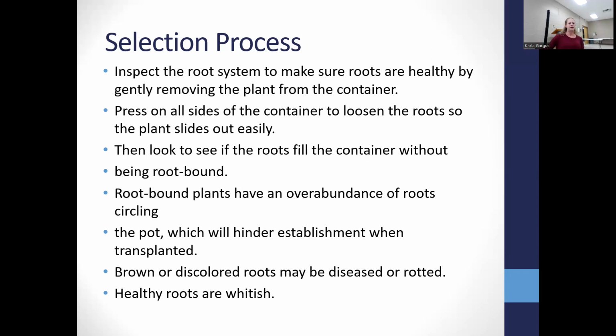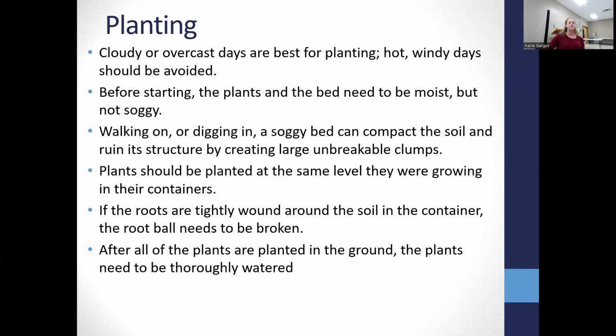So, like I said, root bound plants have an overabundance of roots that are circling in the pot. They're going to hinder establishment when transplanted. If the roots are brown, slimy, or black, kind of discolored, or have a smell to them, you definitely don't want to take that plant home with you because it means it has a root rot or has just been overwatered, sat in the water too long. You want healthy roots. Healthy roots are kind of whitish colored, and they can be kind of gray and thick, but if they're slimy, so.